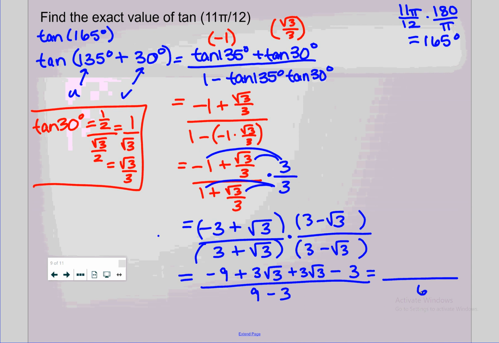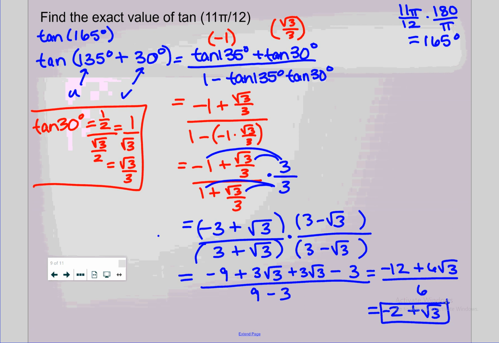On the top, negative 9 minus 3 is negative 12. 3 rad 3 plus 3 rad 3s is 6 rad 3s. And then everything there is divisible by 6. So negative 2 plus 1 rad 3, or just plus rad 3, is our answer.